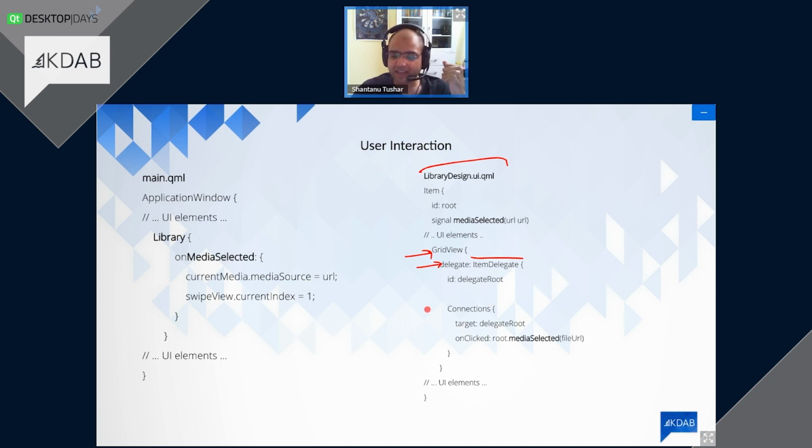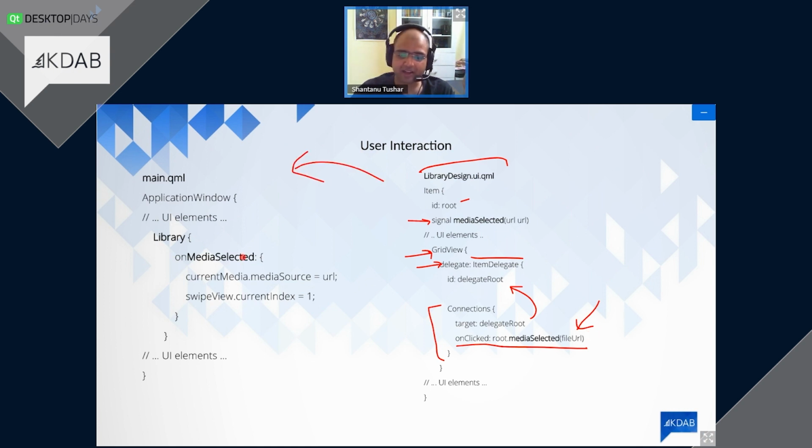So what I do here is I create something called Connections. I say the target is delegate root, this guy. And then I say whenever you are clicked, you say root.mediaSelected(fileUrl). What that does is, there's no emit keyword in QML. You just simply call it as a function and it works. So it will emit this signal of the root element called mediaSelected and pass the file URL. This file URL comes from the model. It's one of the roles.